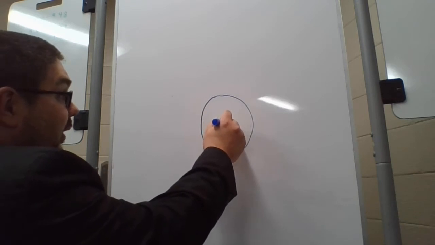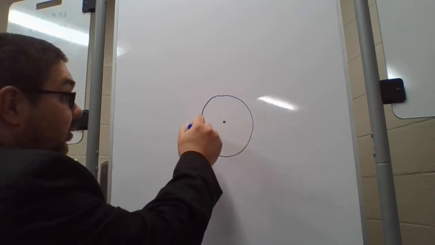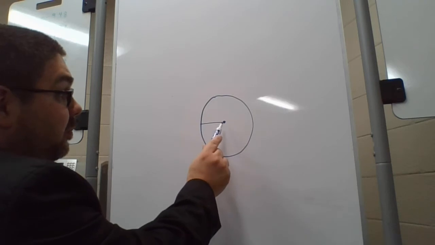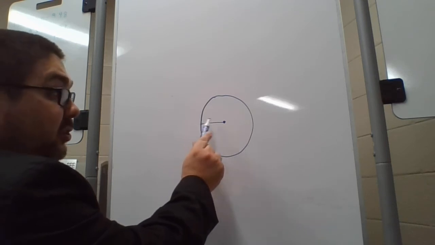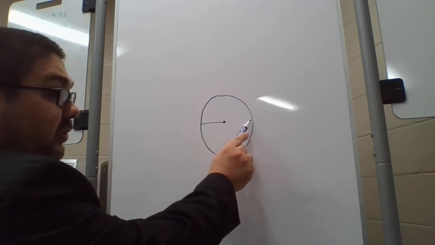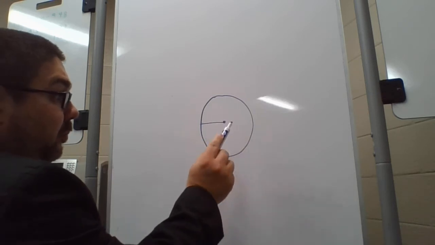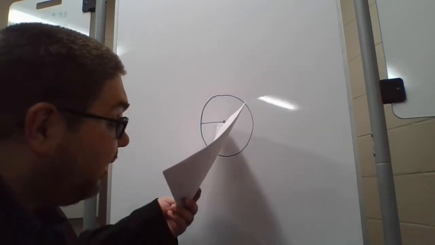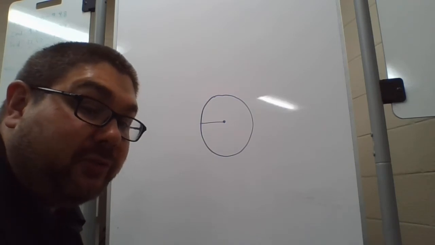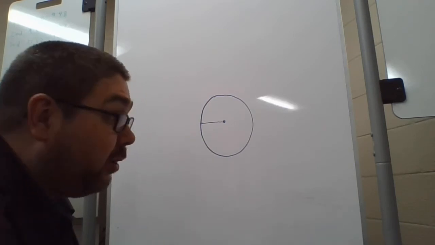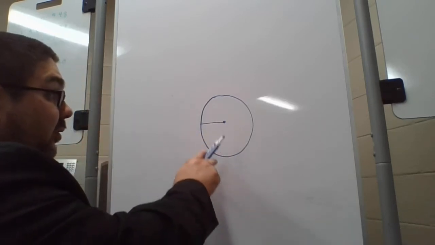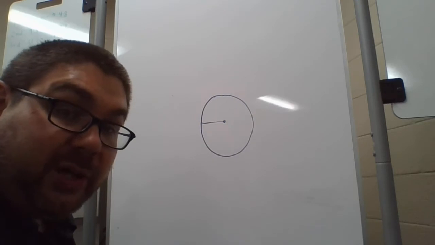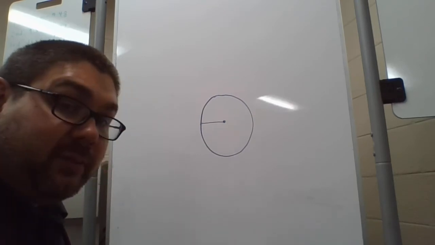Now, the first thing I want to point out is what a diameter is. A diameter is any line that travels from one end of the circle to the other end of the circle while passing the middle. Notice this dot here is the middle. It's the exact middle of the circle. It's the point where any line that I draw from this dot to the edge of the circle would be the same length.